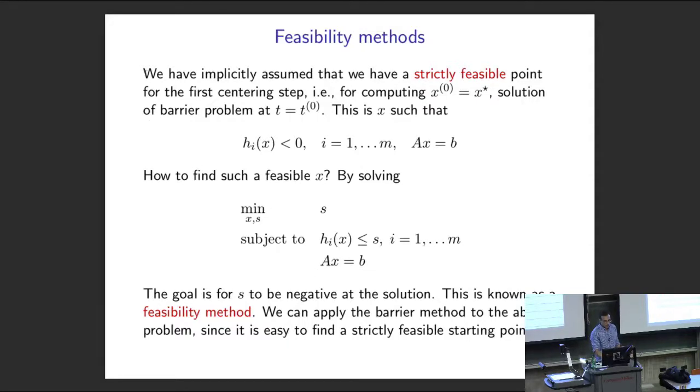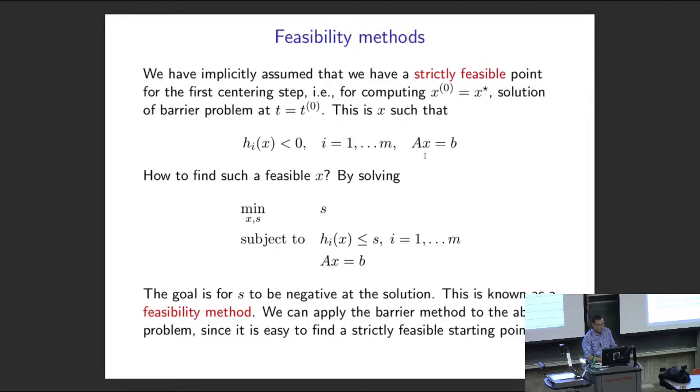So we've implicitly assumed that in running the barrier method, we have a strictly feasible point. Right? We need to start off with a point that satisfies all of the constraints, h_i(x) strictly less than 0, and also Ax equals b. That's not a trivial thing to find. If I give you a bunch of inequality constraints and a linear system of equality constraints, it's not trivial to find a point x that satisfies all of them.